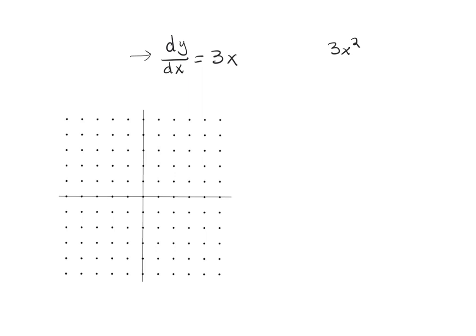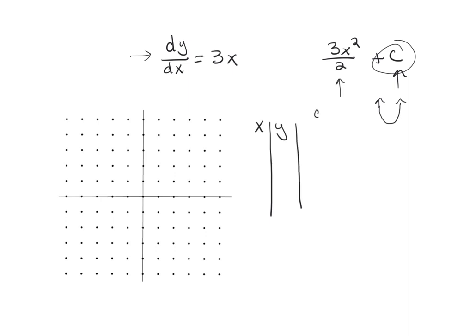It would be 3x squared over 2 plus c. So we don't know what that constant is, but we know that this term creates a quadratic. So it's going to create some sort of parabola. But this c would create that vertical shift up or down. We don't know where it would be. The idea of a slope field is we're going to sketch the slope at all these different points. So if we think of different points, x, y, we're going to look at the slope at those points.